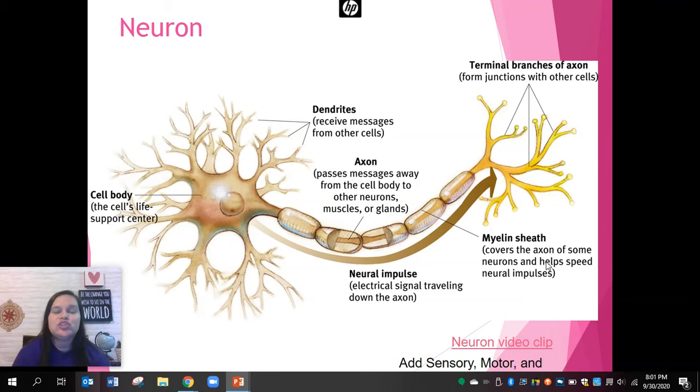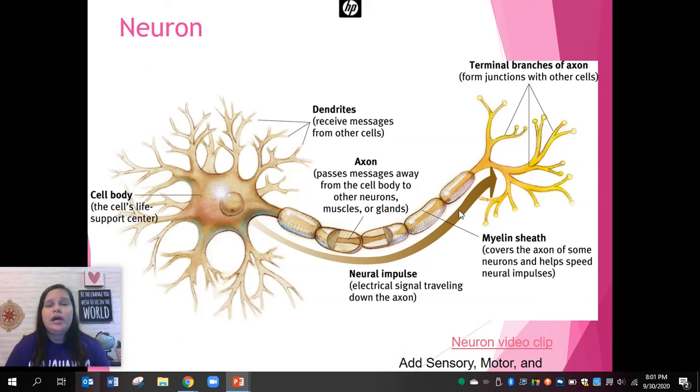And myelin sheath actually continues to thicken or grow as we get older. And that's why some of our thinking and mental processing gets better as we age, because we continue to have more myelin sheath develop, which helps to speed the neural transmission.